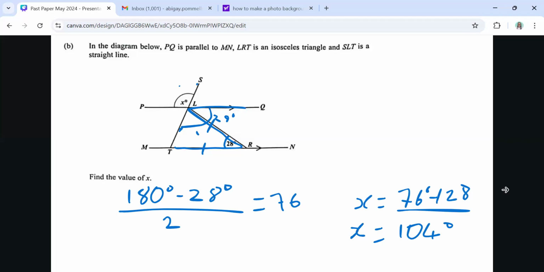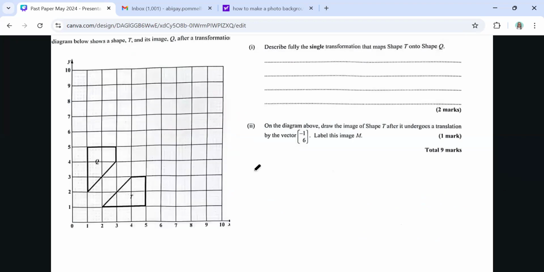All right, so let us go. Next one. The diagram below shows a square T and its image Q after a transformation. Describe fully the single transformation that maps shape T onto shape Q. So this is T and this is Q.